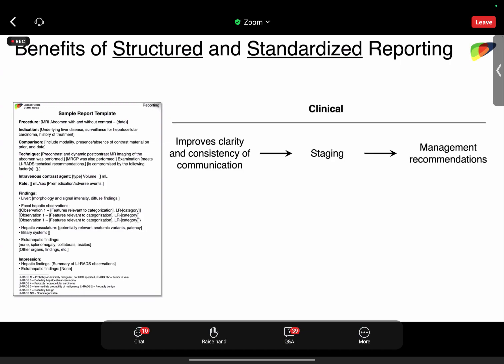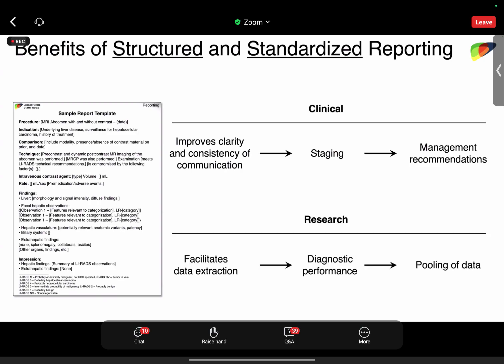We believe that using both will improve clarity and consistency in communication and link the various imaging features with the actual disease stage, which will facilitate management recommendations in clinical care. In a research setting, this approach also facilitates data extraction, computation of diagnostic performance, and the pooling of data.